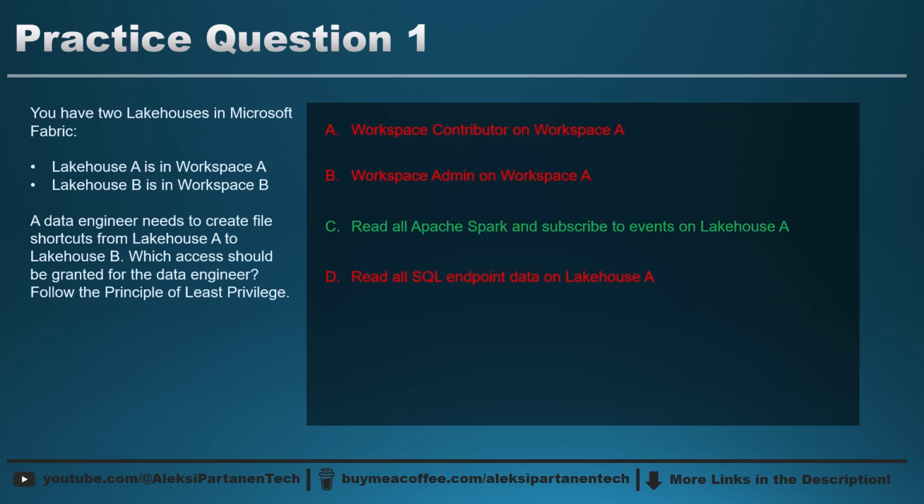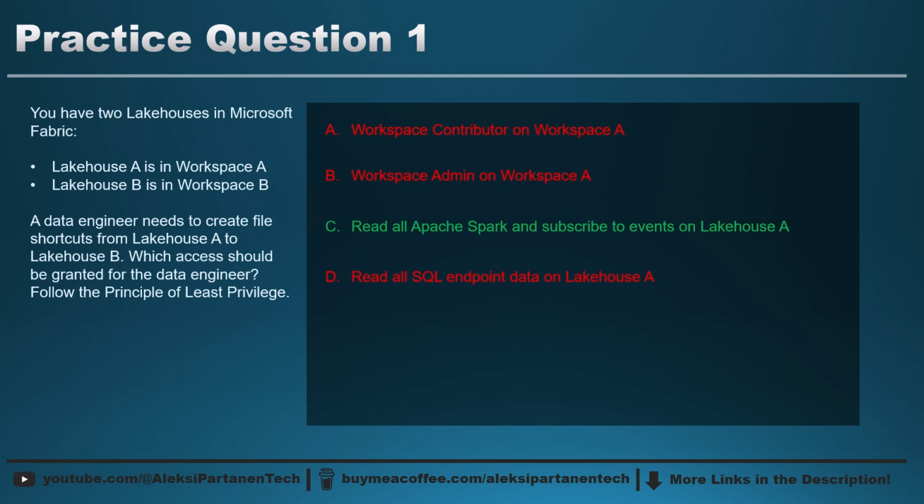The correct answer is C, since read all Apache Spark grants the data engineer this access and it is only scoped to the Lakehouse itself. A and B would give the data engineer also the ability to do the shortcuts, but also give access to the entire workspace, so the scope is wider and thus it doesn't follow the principle of least privilege. D wouldn't give the data engineer an ability to do that shortcut, since the data engineer would only be able to use the SQL endpoint of the Lakehouse and read data through it.